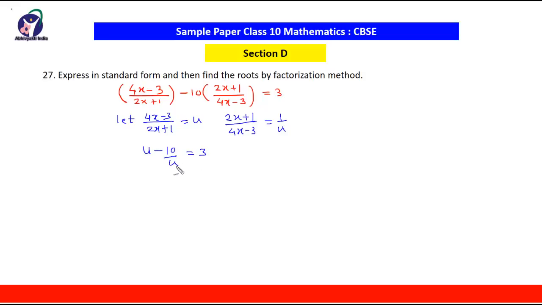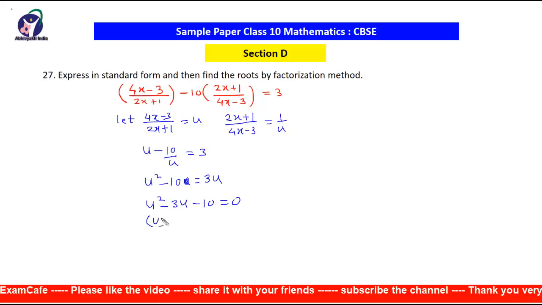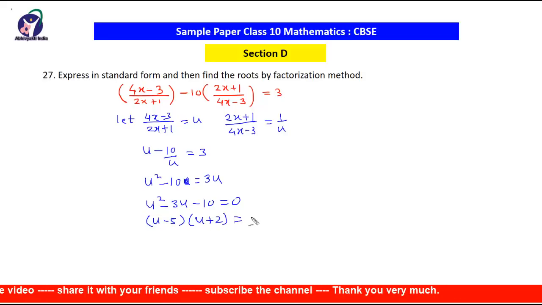Now solve this, so multiply by u throughout the equation, so it will be u square minus 10 is equal to 3u. Take 3u to this side, so it will be u square minus 3u minus 10 equal to 0. Now solve this quadratic equation by splitting the middle term to get the value of u. The factors of u square minus 3u minus 10 will be (u minus 5) and (u plus 2), which is equal to 0.